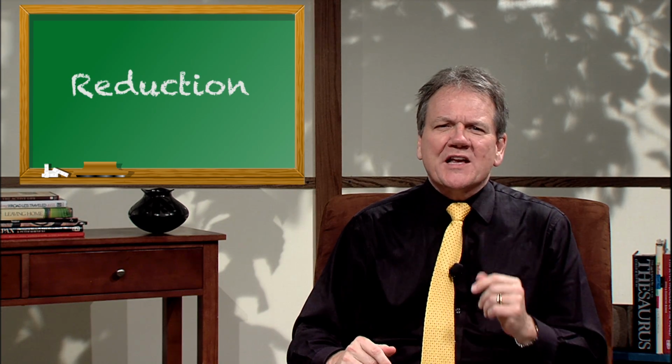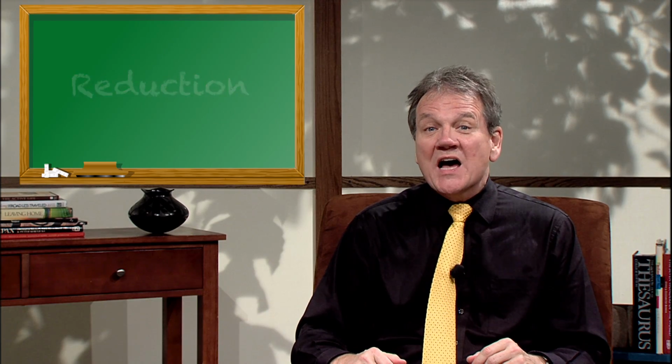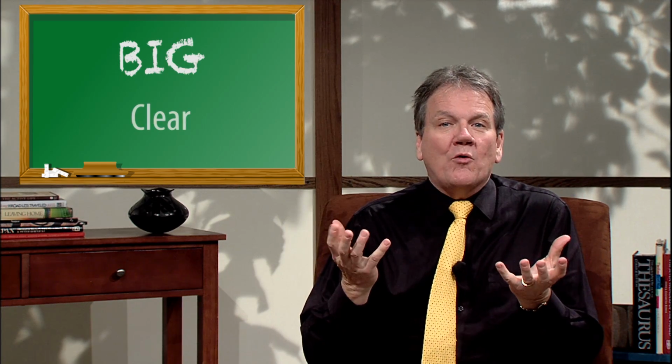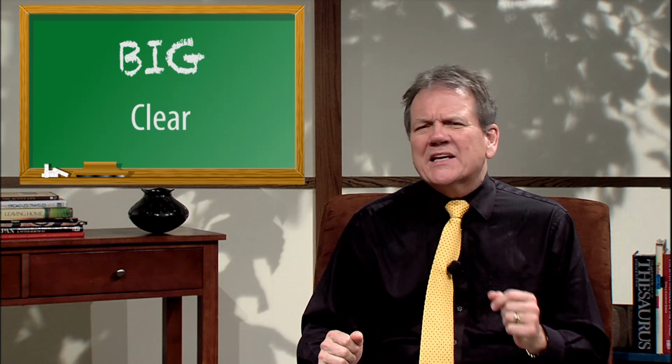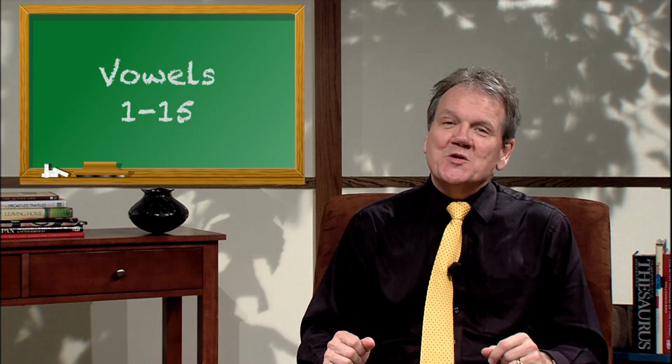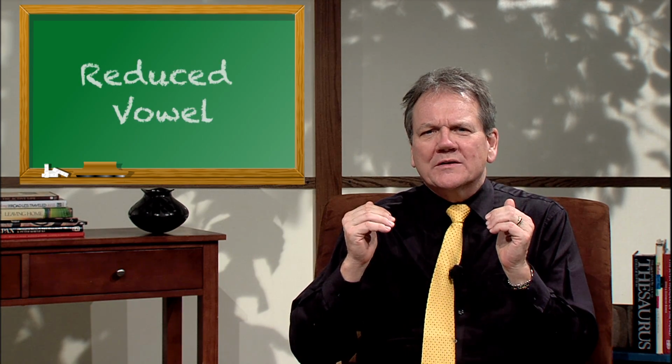In our previous lesson, we talked about the size of a stressed syllable, namely, it is big and has a clear vowel sound. By clear, we mean that the vowel has one of the features of vowels number 1 through 15, which we talked about earlier. The opposite of a full, clear vowel is a reduced vowel.